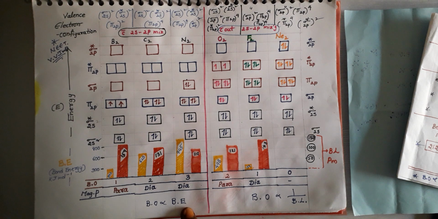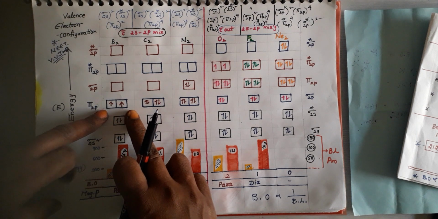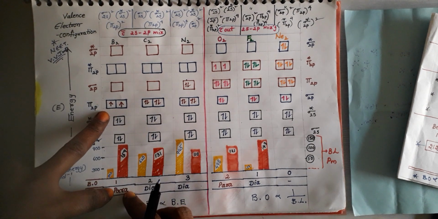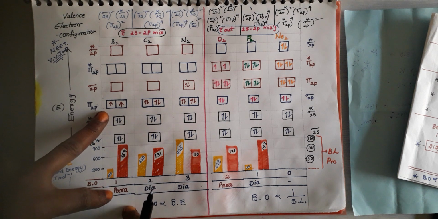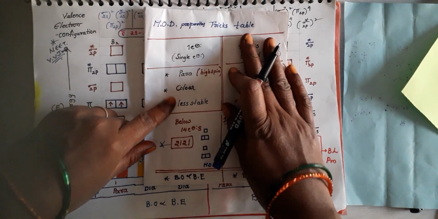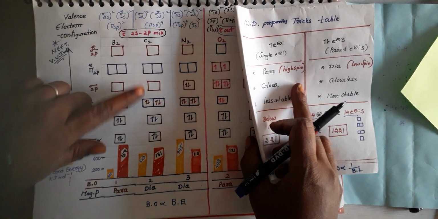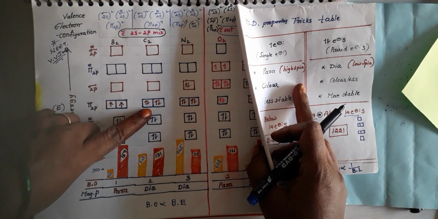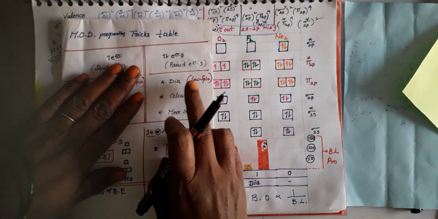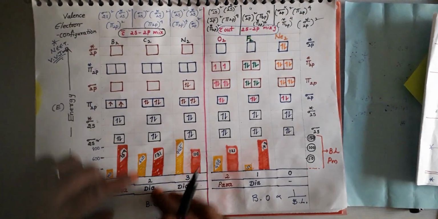And one more property: in boron, single electrons are present. If single electrons are present, it is paramagnetic, colored, less stable, high spin. So based on this we have to write para, colored, less stable, high spin. If you take carbon, paired electrons are present, single electrons absent. We have to consider these properties: dia, colorless, more stable. So this is dia.